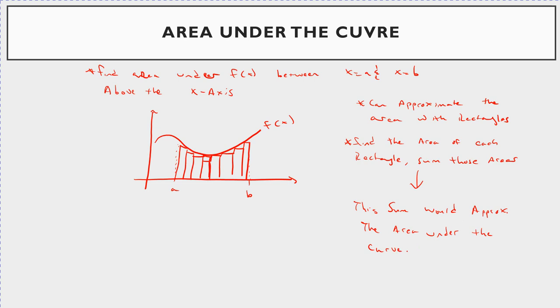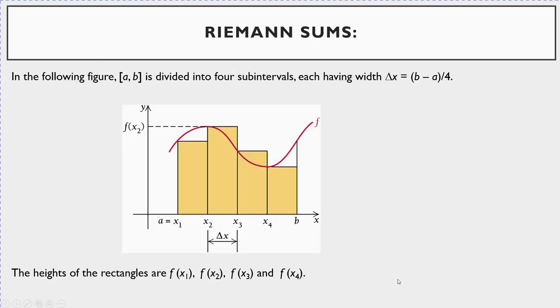Okay, and so what I want to do in the next couple slides is formally define this, work a couple examples, and show you where this leads. So these rectangles here, the sum of the areas of the rectangles, are what we're going to refer to as a Riemann sum. So we have this following figure from A to B. Here's x is equal to A. Here's x is equal to B. And what we wanted to do is divide it into 4 subintervals, each having width what we call delta x. So the width of these rectangles are all the same.